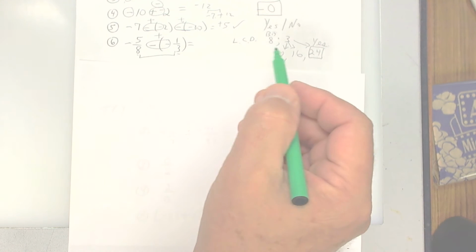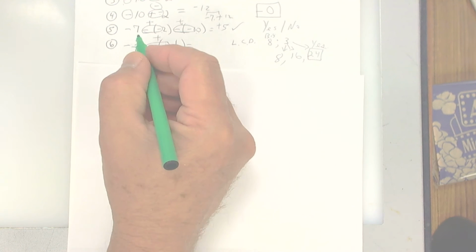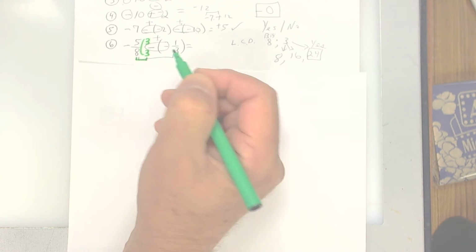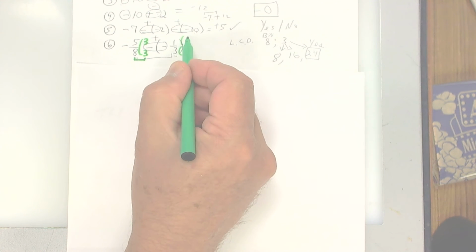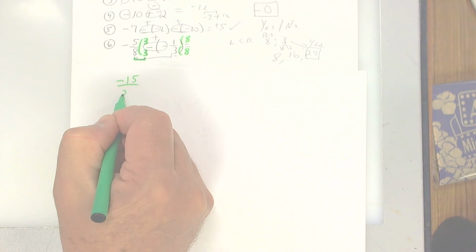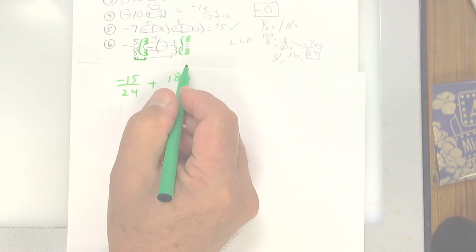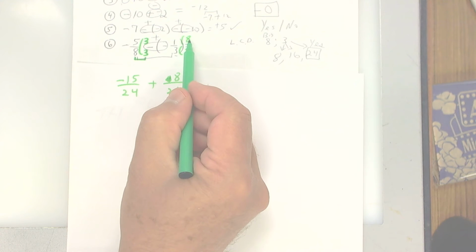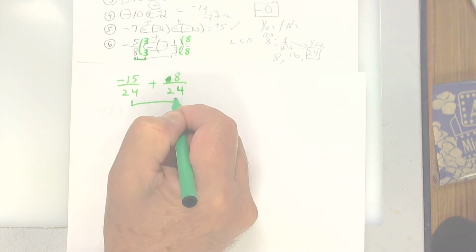8 times what is 24? Or 24 divided by 8 is 3. So you're going to multiply by 3. That's going to give you 24. This one, 3 times 8 is 24, so you're going to multiply this one by 8. So what you're going to get is a negative 15 over 24 plus 8 over 24. 1 times 8 is 8. Okay? So now I have the same denominator.